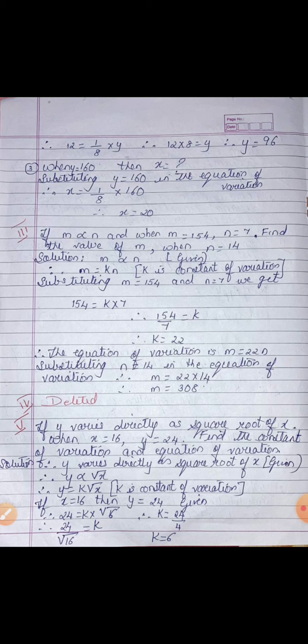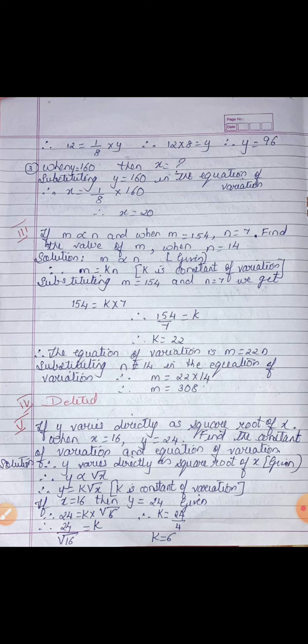Solution. M varies directly as N, it's given. Therefore, M is equal to KN, where K is a constant of proportion. Substituting M equal to 154 and N equal to 7, we get 154 is equal to K into 7, that is K is equal to 22. 154 upon 7 is equal to 22. Therefore, the equation of variation is M is equal to 22N. Substituting N equal to 14 in the equation of variation, M is equal to 22 into 14, therefore M is equal to 308. Now the fourth problem is deleted.